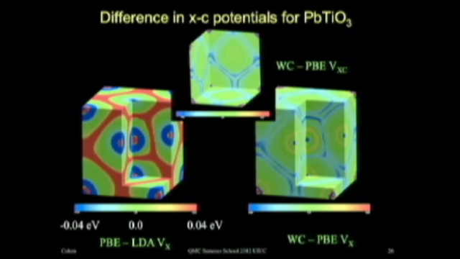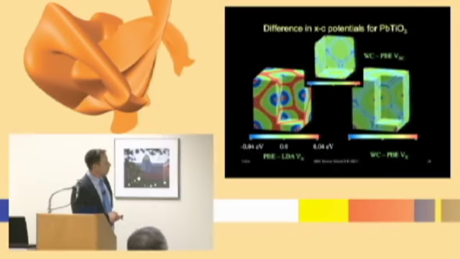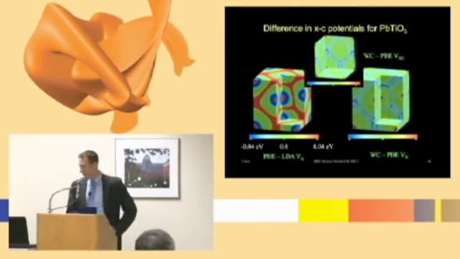If you look at the difference in the different exchange correlation potentials for lead titanate, it's interesting that between the LDA and the GGA, for the exchange part of the potential, there are quite big differences, even though the whole scale here is still just plus or minus 0.04 electron volts. So there are big differences, but small numbers compared with what the total potential is. If we look at the difference between our GGA and the PBE GGA, the differences are quite small, but they are mainly out in this bonding region as well as in the core region of the atoms.